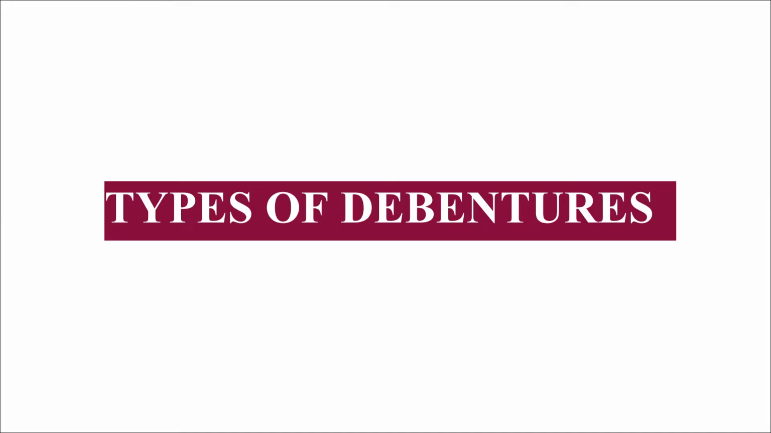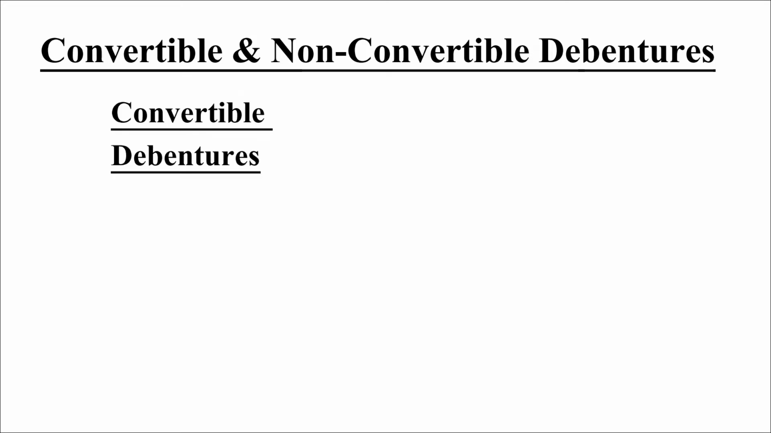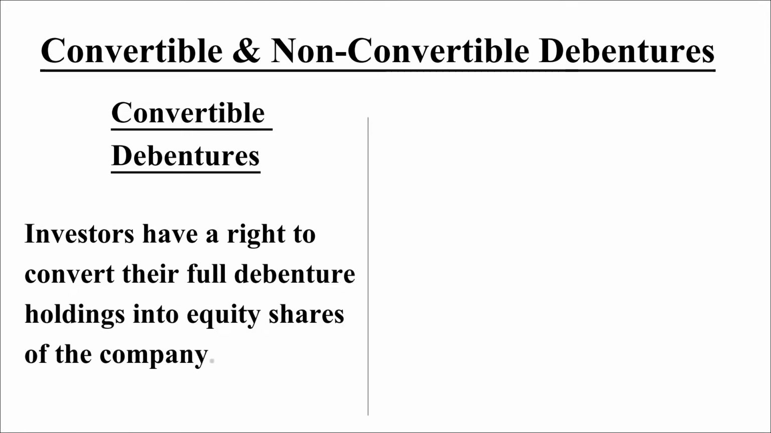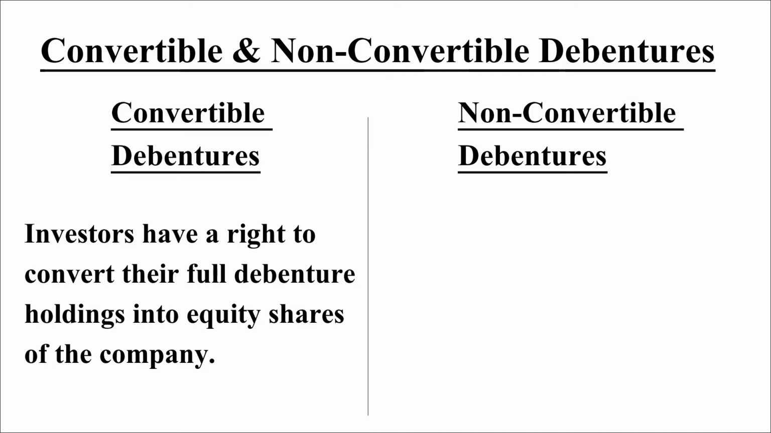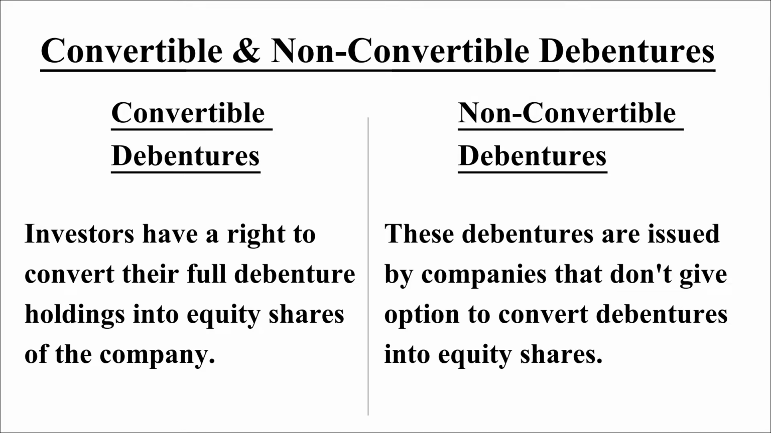Types of debentures. There are many types of debentures. We'll have a look at some of them. Convertible and non-convertible debentures. Convertible debentures. This is a type of debenture where the investors have a right to convert their full debenture holdings into equity shares of the company. Non-convertible debentures. These debentures are issued by companies that don't give the option to convert debentures into equity shares.